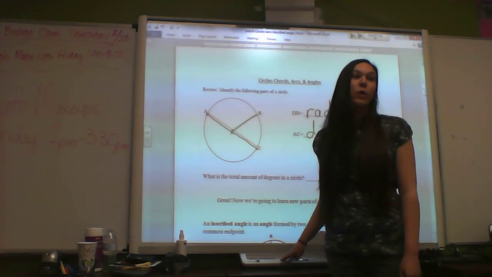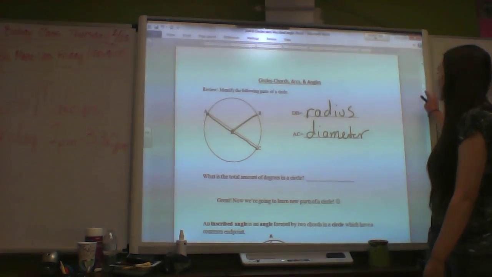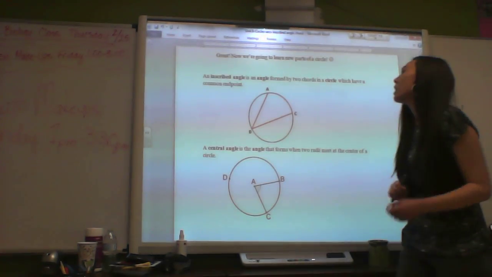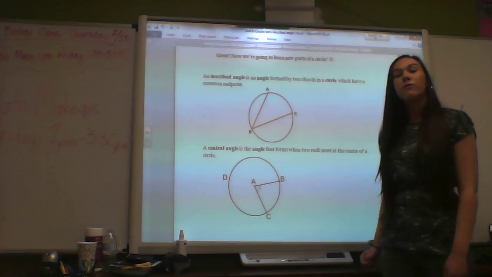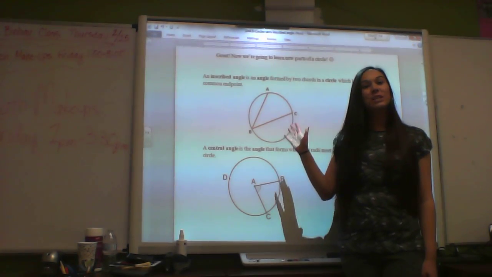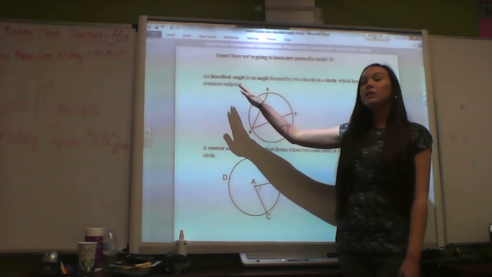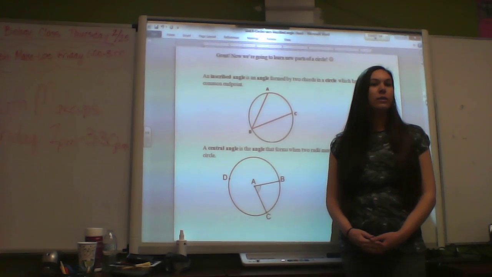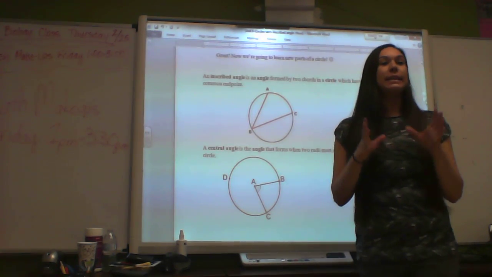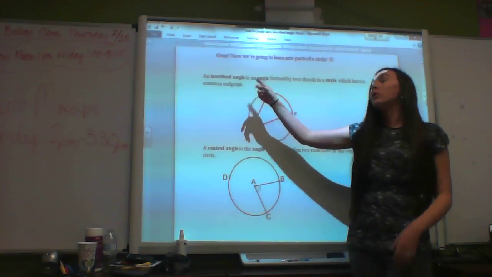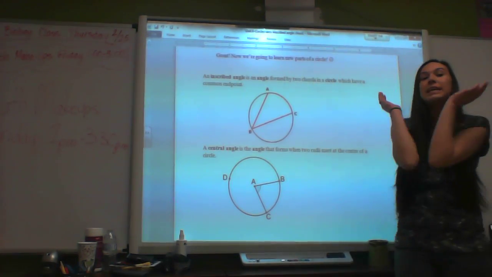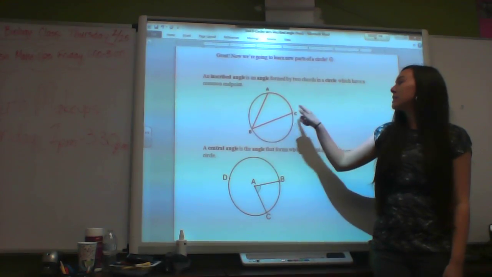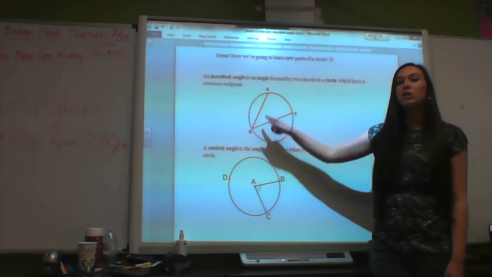Now we're going to learn some new vocabulary words. Okay, so our first vocabulary word is inscribed angle. First of all, I want you to think, what does inscribed sound like? Good job. It sounds like inside. So an inscribed angle is just an angle that is inside of our circle. Right? You can clearly see here that my angle is inside of my circle. So this is an inscribed angle.